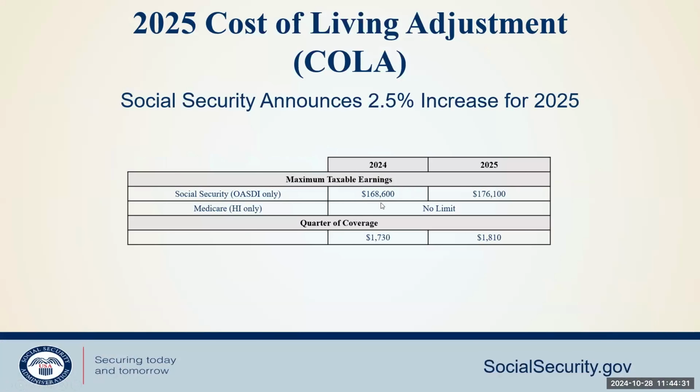In 2024, it was $168,600. 2025, it will be $176,100. There's no limit for Medicare. Medicare is taxed regardless on all wages. And a quarter of coverage. Remember, we talked about the credit. You need 40 of those. It's $1,730 this year. Next year, it'll be $1,810.